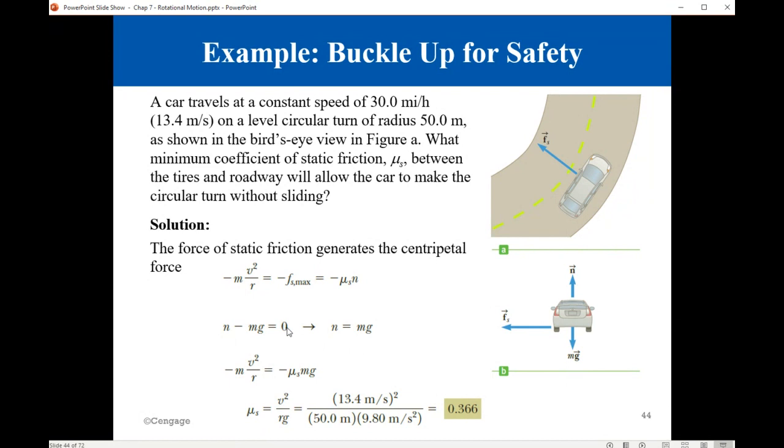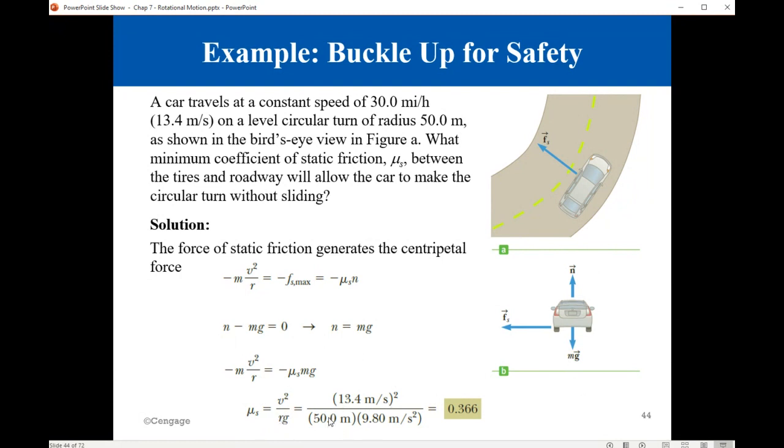There is no acceleration, so that is 0. Therefore, N is just mg. The normal force is just mg. So you substitute here for N, it is mg multiplied by the coefficient of static friction. This is equal to the centripetal force, which is mass times centripetal acceleration, v squared over r. We cancel m with m here, and now we can solve for mu_s. Mu_s, the coefficient of static friction, is v squared over rg.